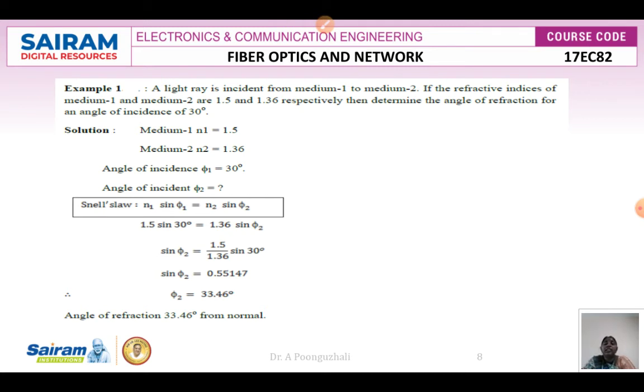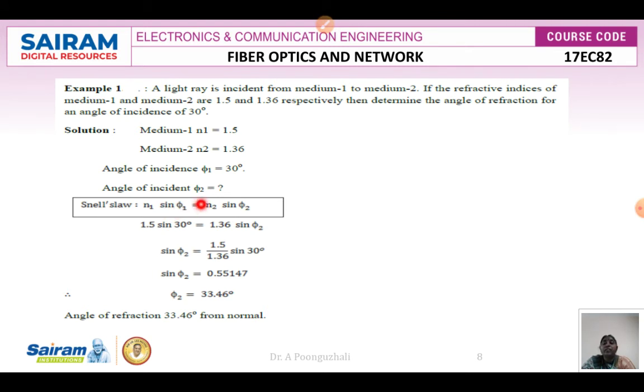One: a light ray is incident from medium 1 to medium 2. If the refractive indices of medium 1 and medium 2 are 1.5 and 1.36 respectively, determine the angle of refraction for an angle of incidence of 30 degrees. Given in the problem, medium 1 has a refractive index of 1.5 and medium 2 has a refractive index of 1.36. The angle of incidence is 30 degrees. They have asked us to calculate the angle of refraction, that is phi 2.